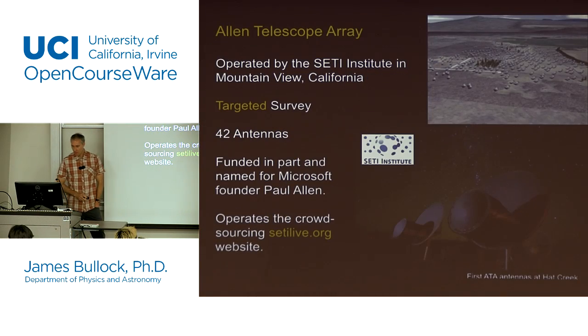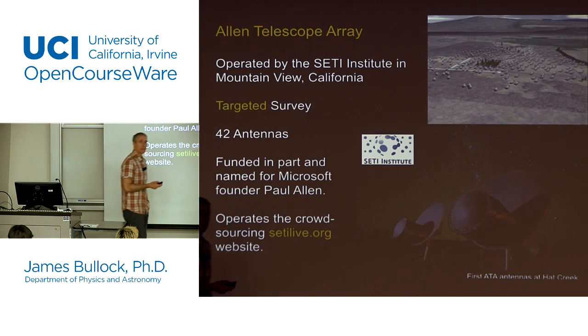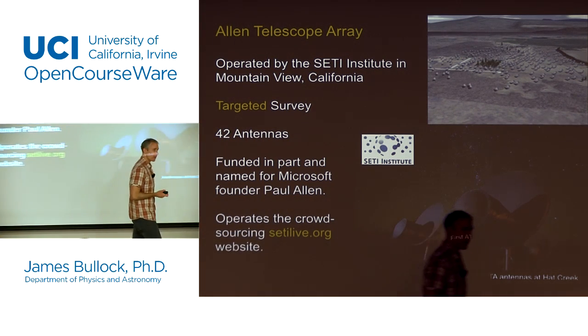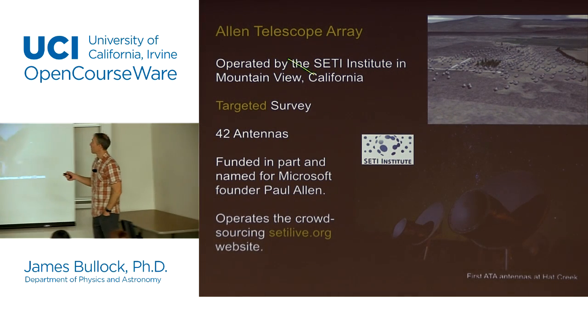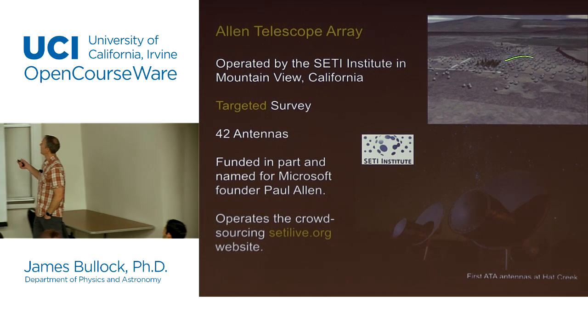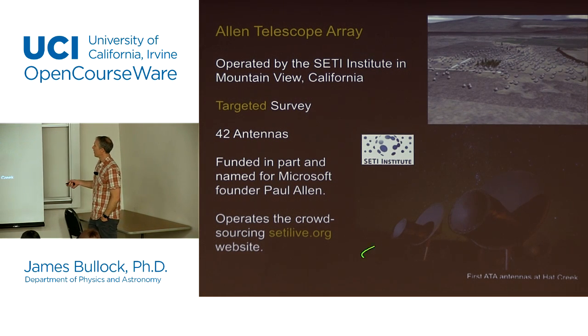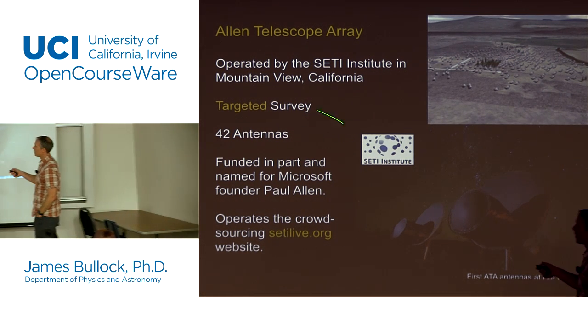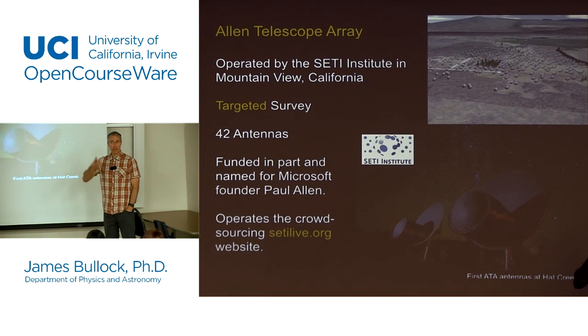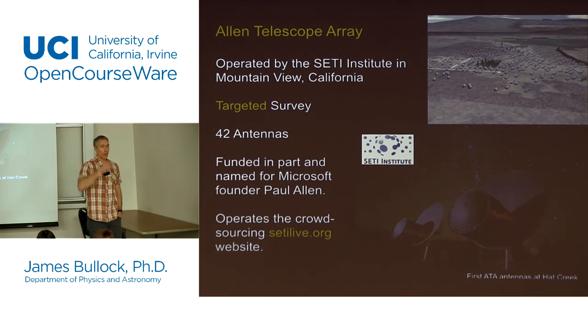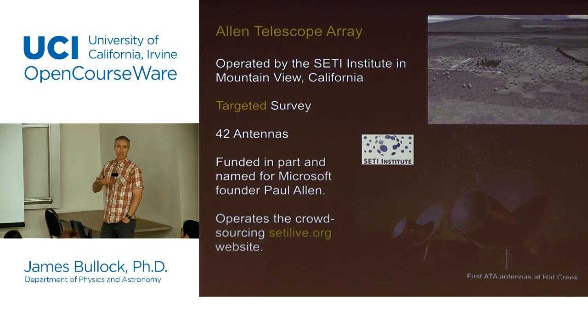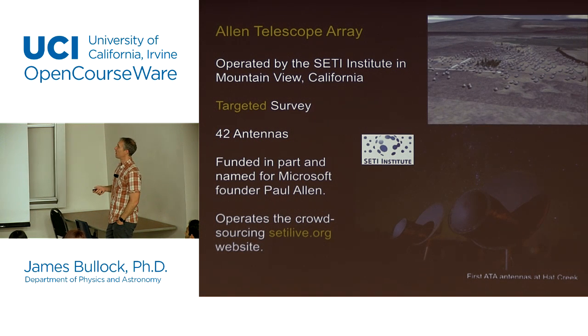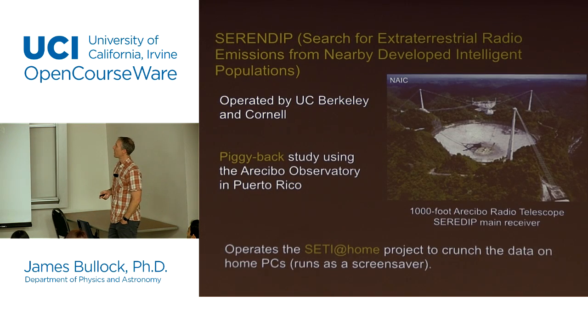Just to throw up a couple of examples, there's something called the Allen Telescope Array. It's called that because it was funded by Paul Allen, the billionaire of Microsoft fame, who has donated a lot of money because he's interested in this kind of stuff. It's an array of telescopes, and it's a targeted survey. They're looking at specific things, and they want to see if they can find evidence of some alien civilization that way.